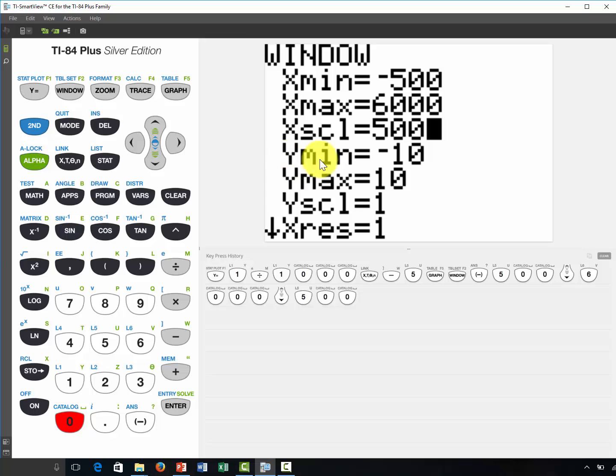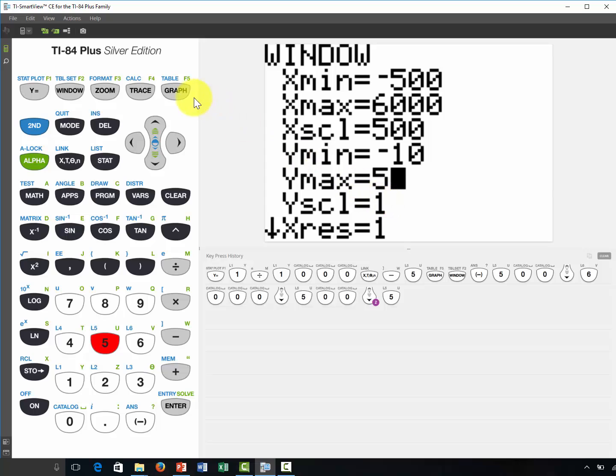Now for the y-min, it's at negative 10. My y-intercept was negative 5. So I'm going to leave this at negative 10. Again, you can always graph it and adjust it later on. So I'm just going to take a ballpark guess. As far as my y-max, I don't think I need it to go to 10. Since the intercept's at negative 5, I'm just going to let the y-max be 5. And since this distance is 15, I'm going to leave the y-scale as 1.